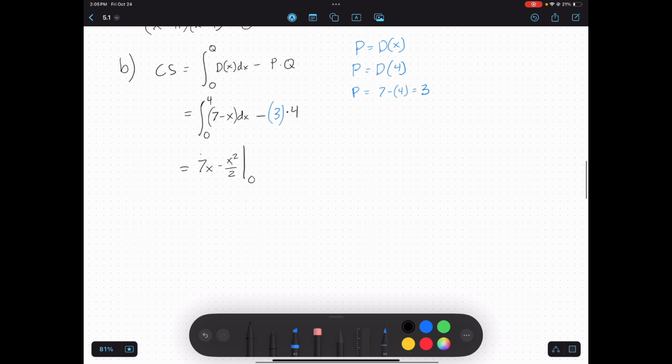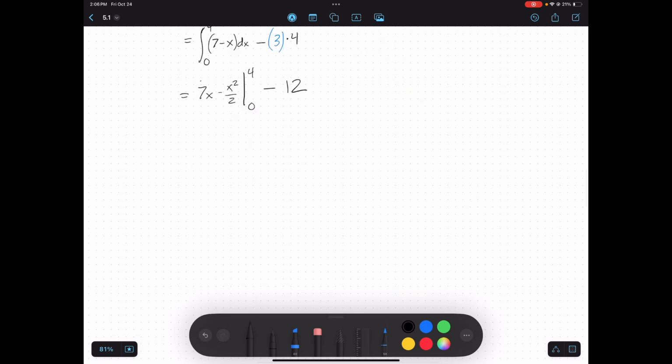That's going to be evaluated from 0 to 4. Minus 3 times 4 is just 12. So now I'll plug in my upper bound. 7 times 4 minus 4 squared over 2. Minus, then I'll plug in my lower bound. 7 times 0 minus 0 squared over 2. And then that's all going to be minus 12.